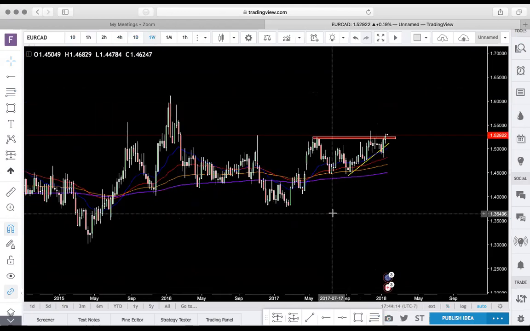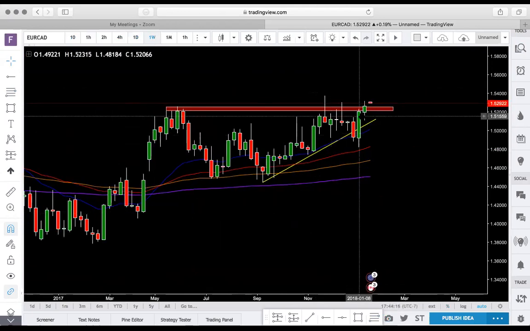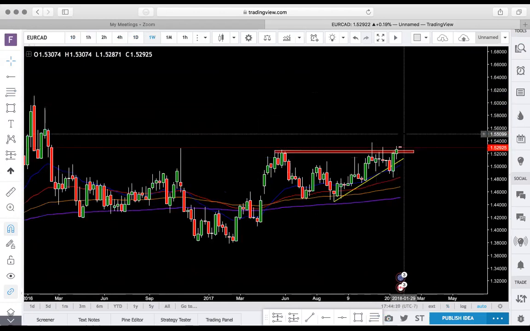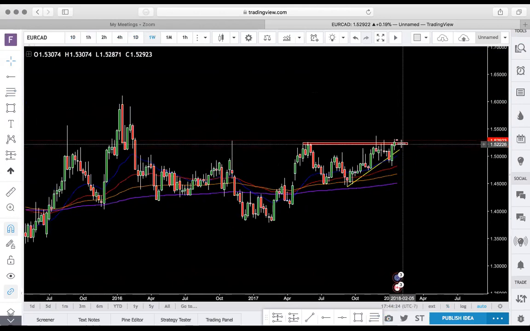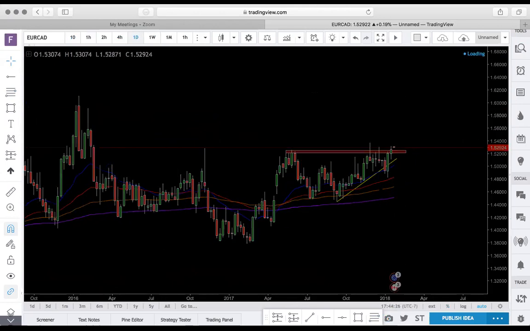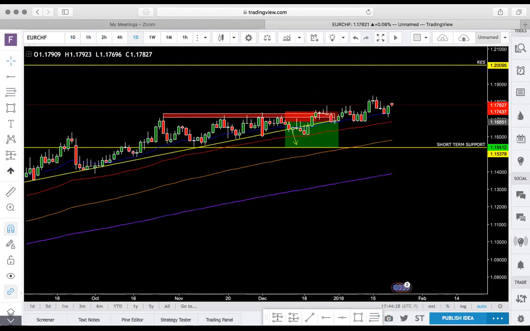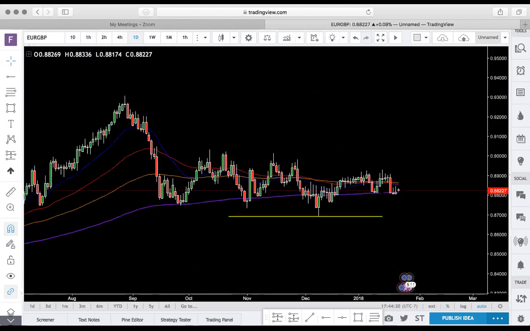On the weekly time frame, nice bullish engulfing candle here. So we'll see if this thing could break out to the upside on Euro CAD. Right now, it is looking a little bit bullish, to me at least. All right, any other pairs that you guys want me to cover?